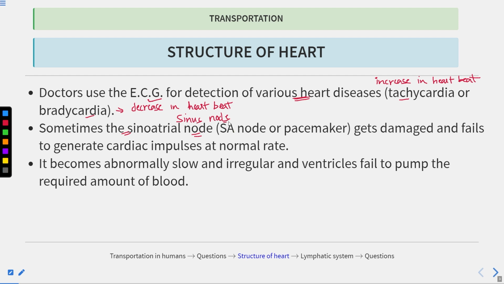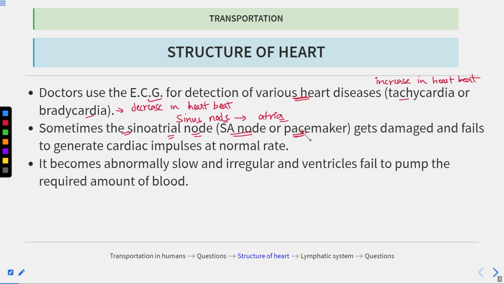Okay, these are present in the sinus region of the atria. Okay, sinoatrial node. Where are they present? They are present in the atria, also known as the auricles. That's why the name sinoatrial node, also known as the SA node. This is also known as the pacemaker, the natural pacemaker of the heart.